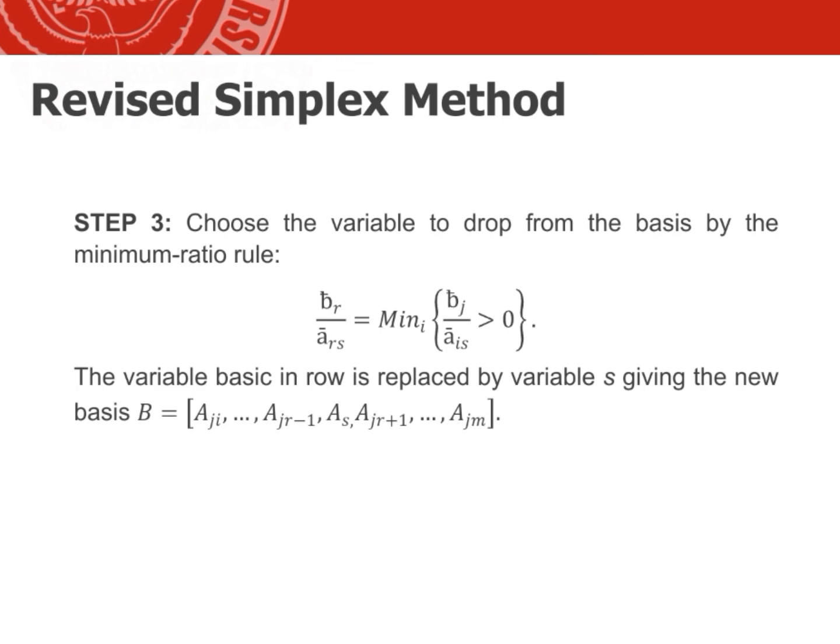Step 3. Choose the variable to drop from the basis by the minimum ratio rule. The minimum ratio rule is b̄_r / ā_rs = minimum of {b̄_i / ā_is : ā_is > 0}. The variable basic in row r is replaced by variable s, giving the new basis B = [a_j1, etc., a_j(r-1), a_s, a_j(r+1), etc.